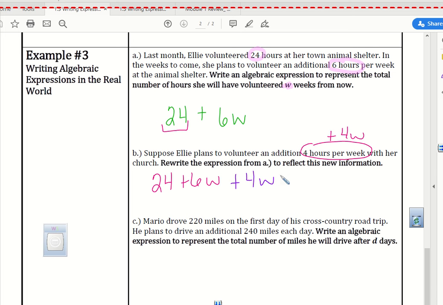This goes back to Thursday's lesson. To simplify this, we can combine like terms. My like terms here are my W's. So simplifying this expression, I get 24 plus 10W.